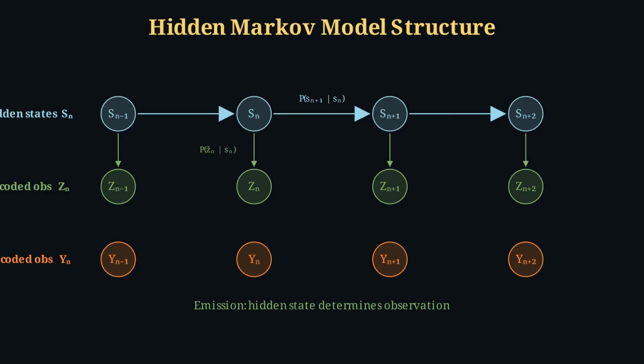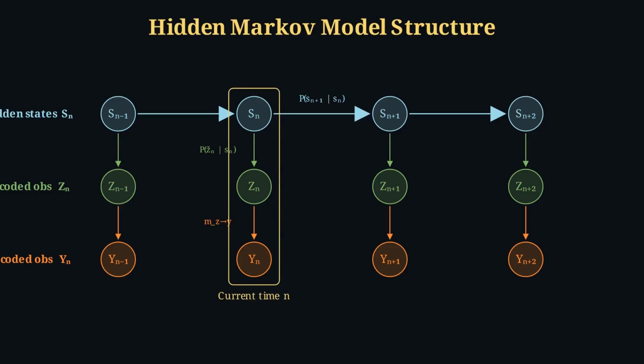At the bottom are the decoded observations Yn in orange. These are obtained by applying the decoder Mz to Y to the encoded observations. The yellow box highlights the current time step N, where we are at this moment.